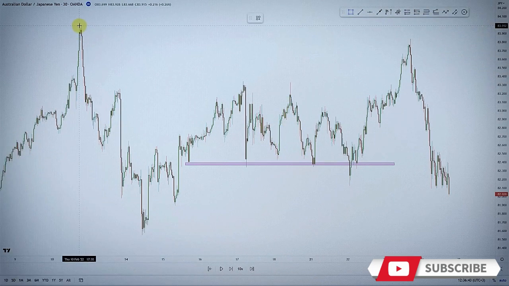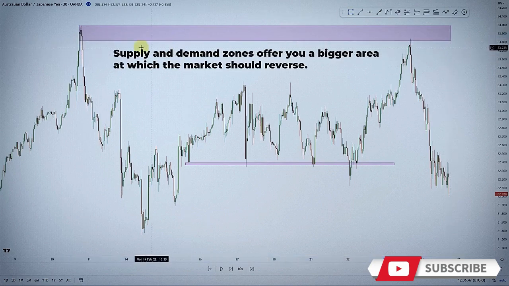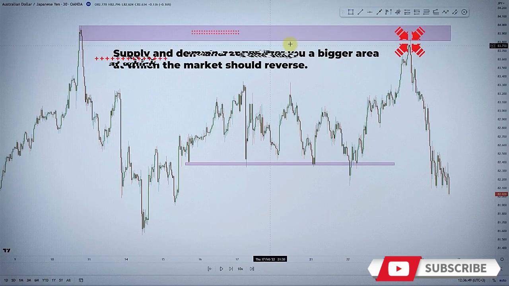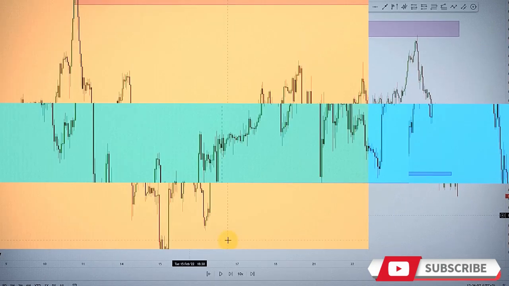And that's the main advantage of supply and demand. They offer you a bigger area at which the market should reverse. You don't have to find an entry at an exact point. You have a whole zone you can use to place your positions.